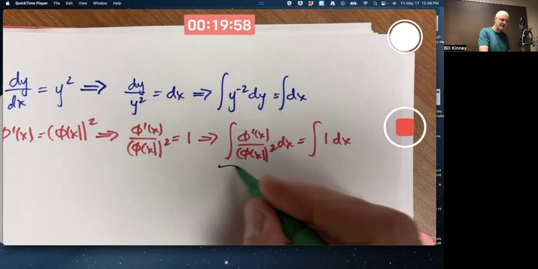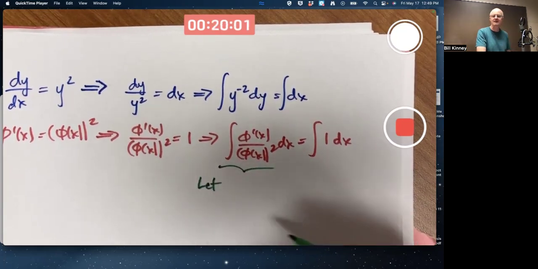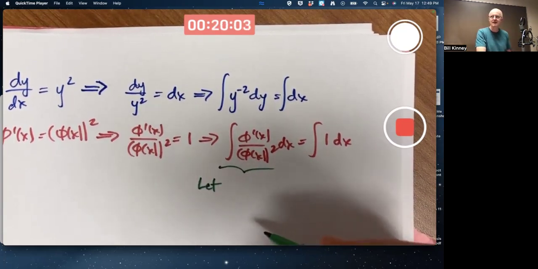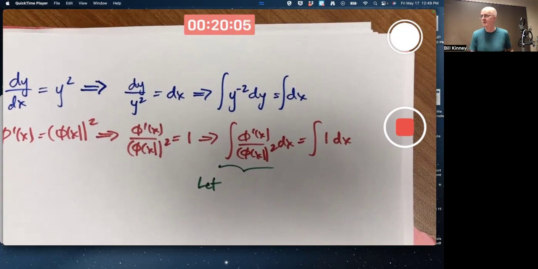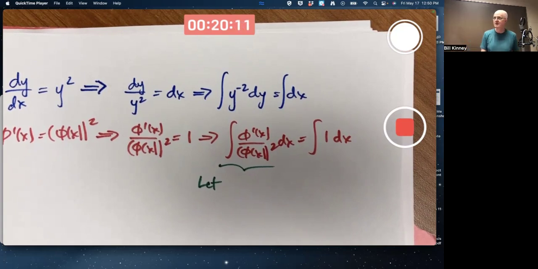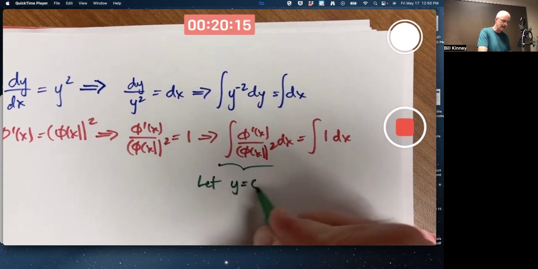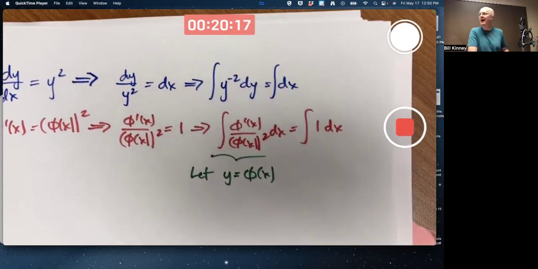If on the left here, I did a substitution, usually we've used w for our substitution variable, and I did that actually in the first class. Some people always use u substitution. Why not use y? Let y equal phi of x.